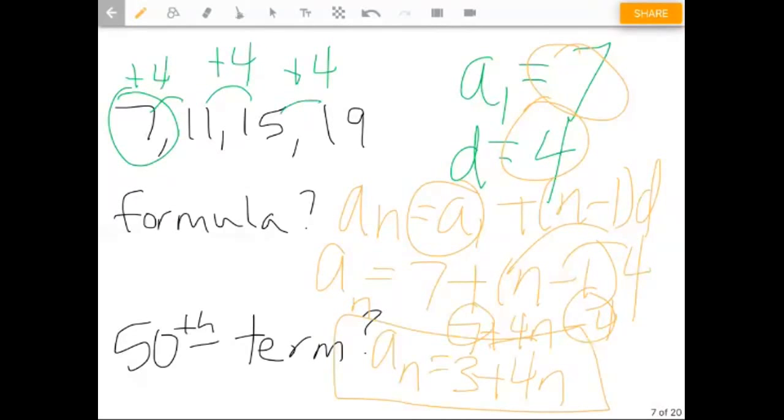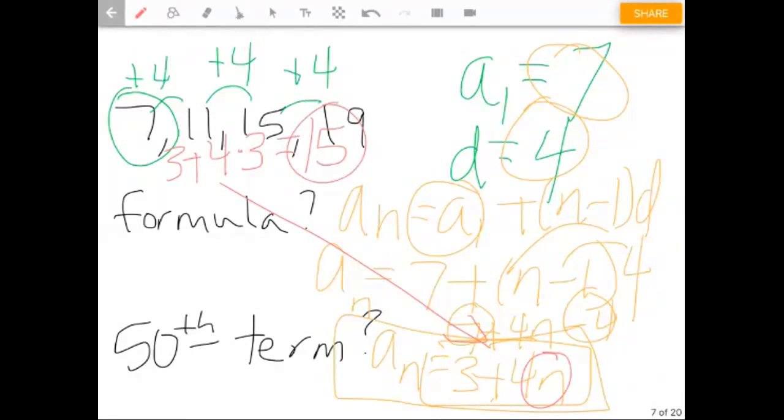To check it, let's say we wanted the 3rd term. We take this formula and put in 3 for n. So we'd have 3 plus 4 times 3. Instead of n here, I'm going to put in 3. 4 times 3 is 12, plus 3 is 15. Notice the 3rd term is 15, and that's what we got.